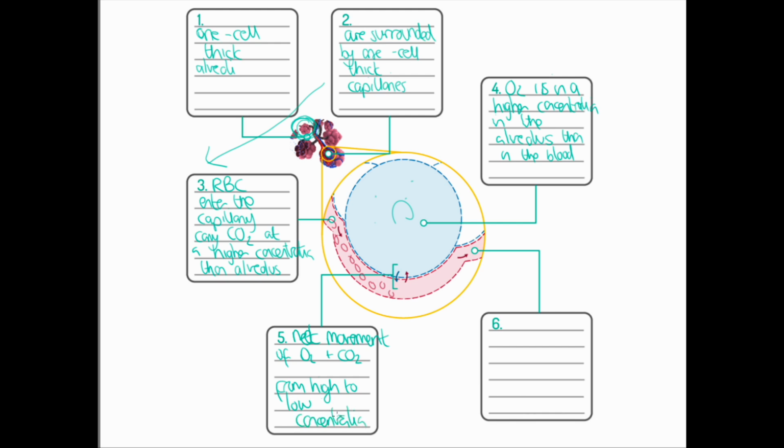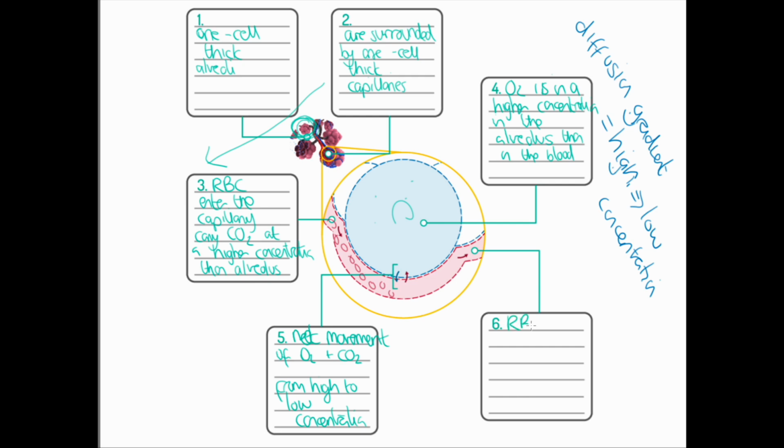For those of you that aren't sure, let me quickly talk about diffusion. Our diffusion gradient, again, goes from high to low concentration. That's a key thing to know, and to make sure you're writing in your answers. So we've got that net movement of oxygen and carbon dioxide going across that membrane from the alveoli to the capillaries and capillaries to the alveoli.